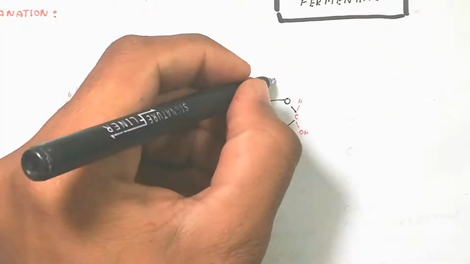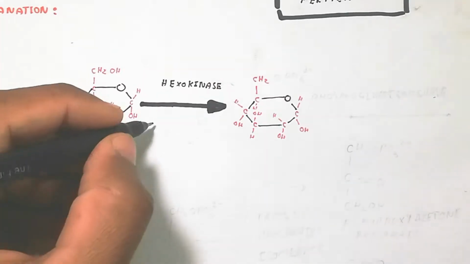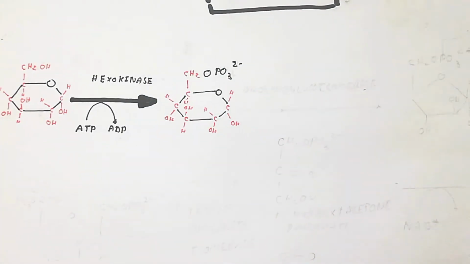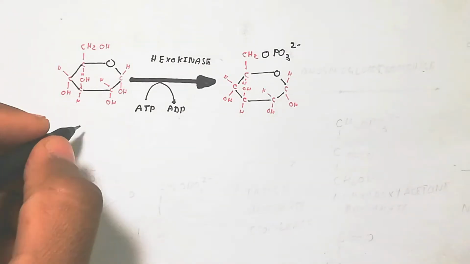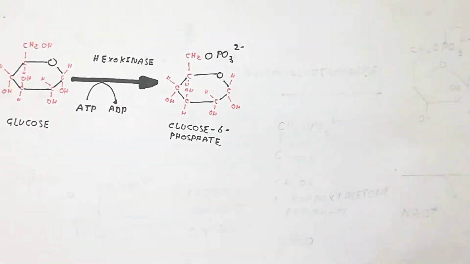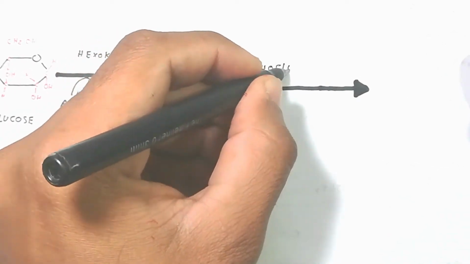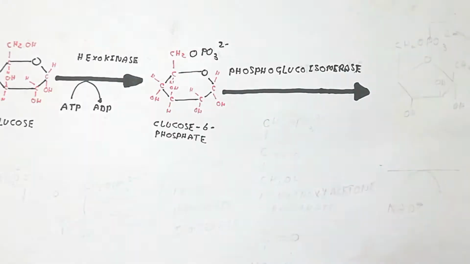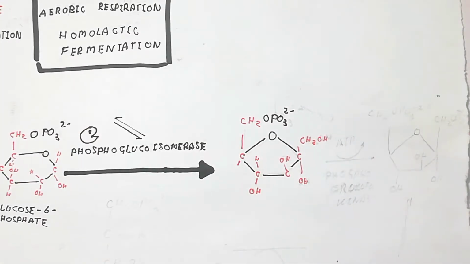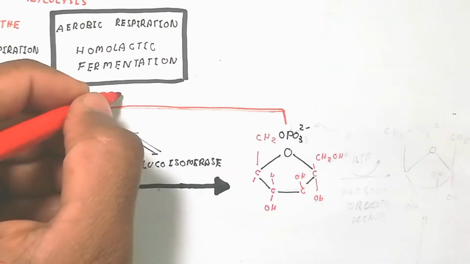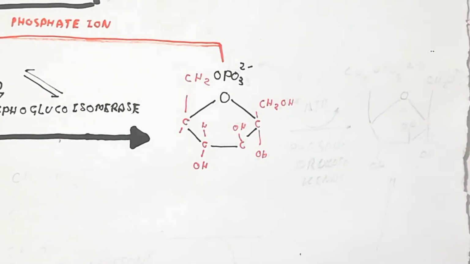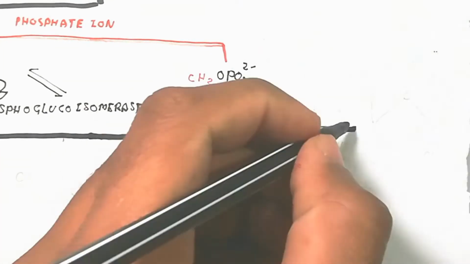Here the glucose is converted into glucose 6-phosphate due to ATP being used to convert to ADP, and the phosphate group is attached to carbon number 6. This is known as glucose 6-phosphate. Next, the hexokinase enzyme is used, and next is the phosphoglucoisomerase enzyme, which is used to produce fructose 6-phosphate. That fructose 6-phosphate is an isomerization. The phosphate is present on carbon number 6.